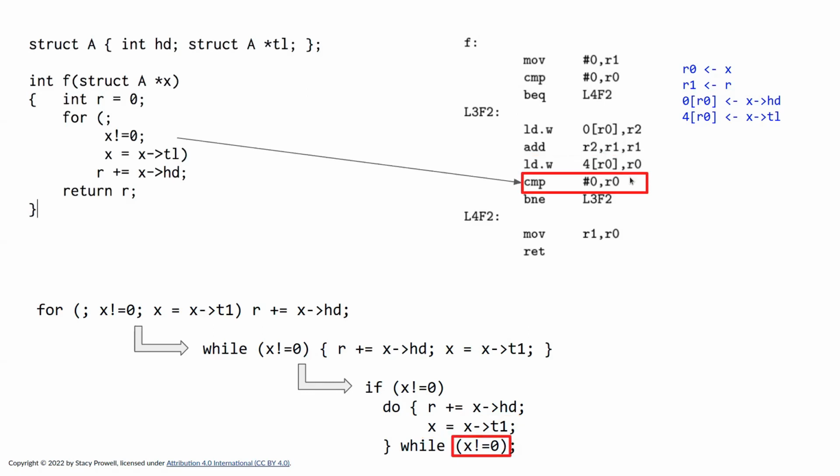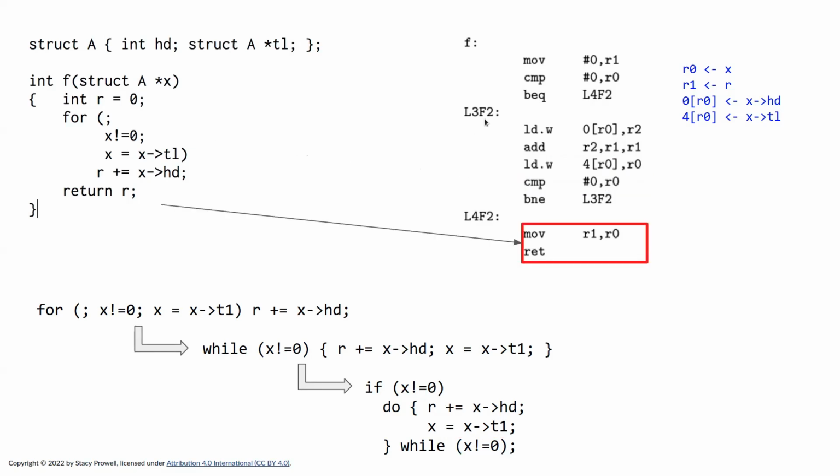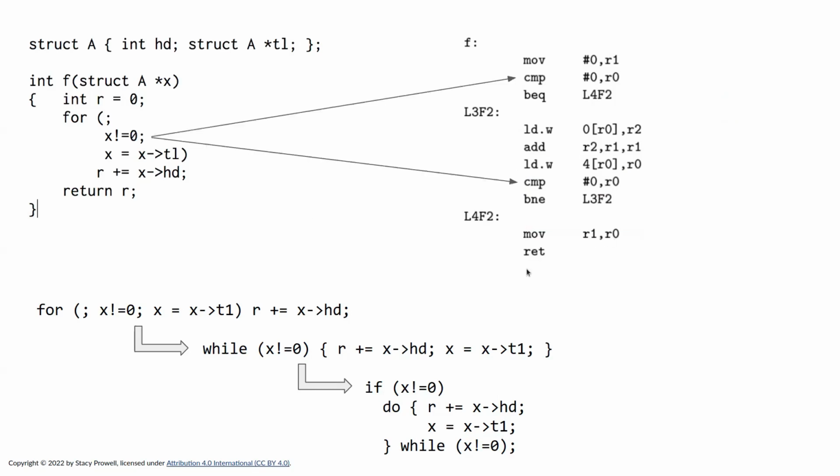Once again, I'm now down at the do-while predicate to check to see if X is null. So I do the same thing I did up above. I check to see if it's 0. And if it's not 0, I branch back to the top. Otherwise, I fall through. I move my return value into R0 and I return. That's it. So that's where the code comes from.